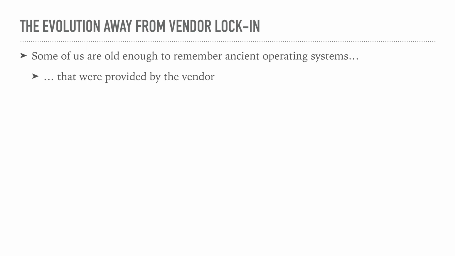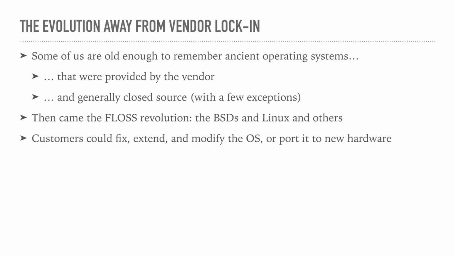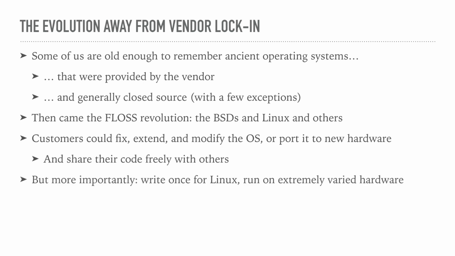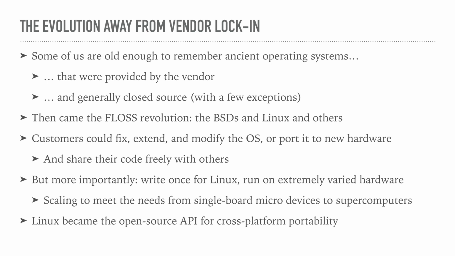Okay? And these operating systems were provided by the vendors specific to their hardware, and generally closed source with a few exceptions. And then came along the FLOSS revolution, the BSDs, the Linuxes, and others, which opened up a number of possibilities. The customers could fix it, extend it, modify it, or port it to new hardware and share their code freely with others. But more importantly, write once for Linux, run on extremely varied hardware, from single board microcomputer devices all the way up to supercomputers. So Linux became the open source API for cross-platform compatibilities.